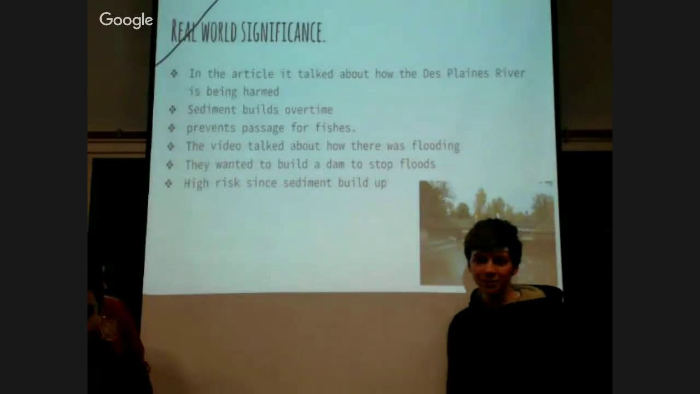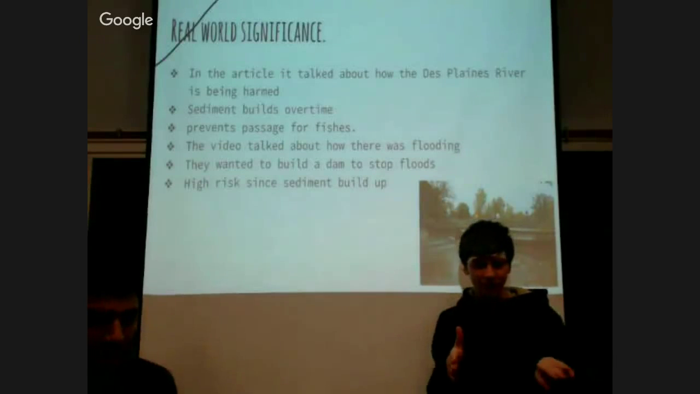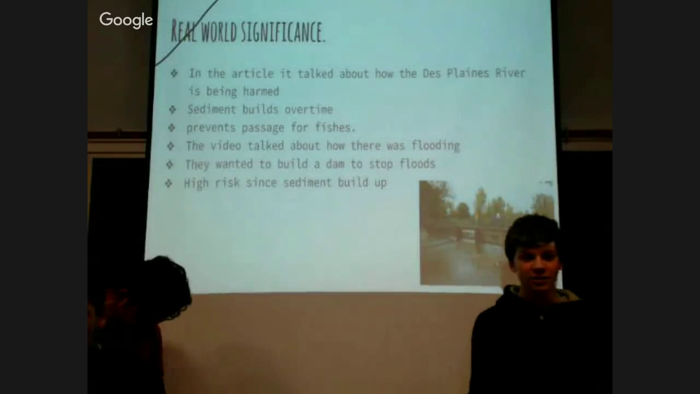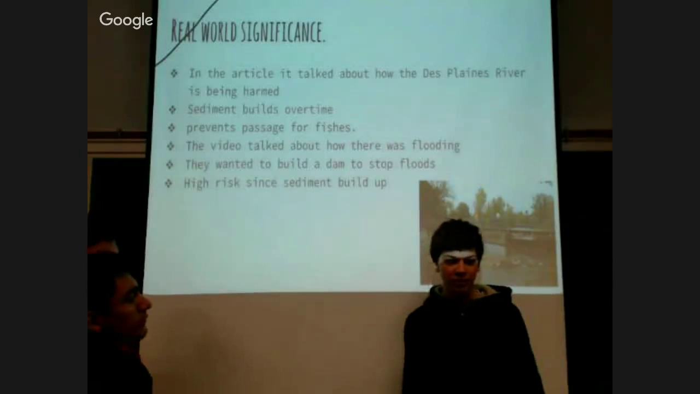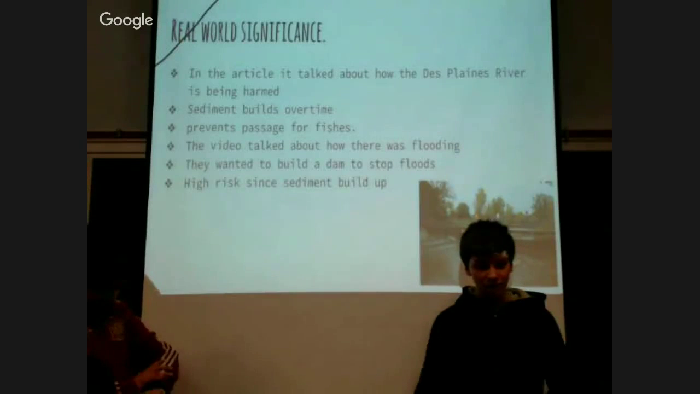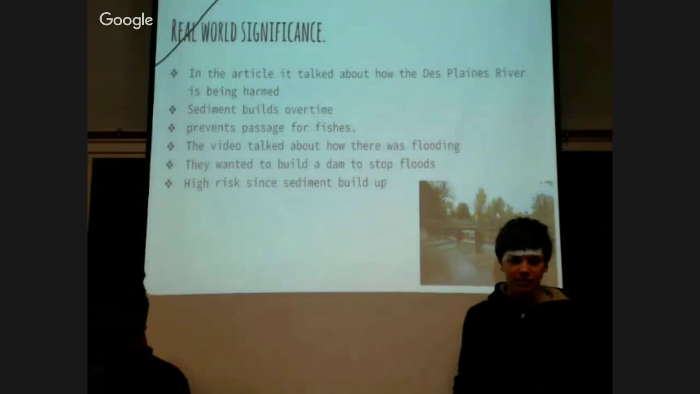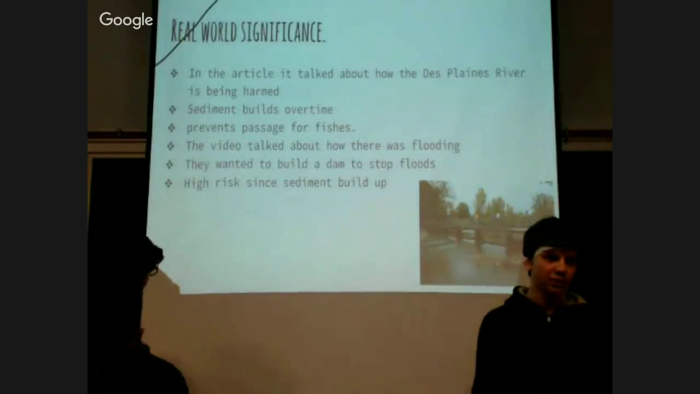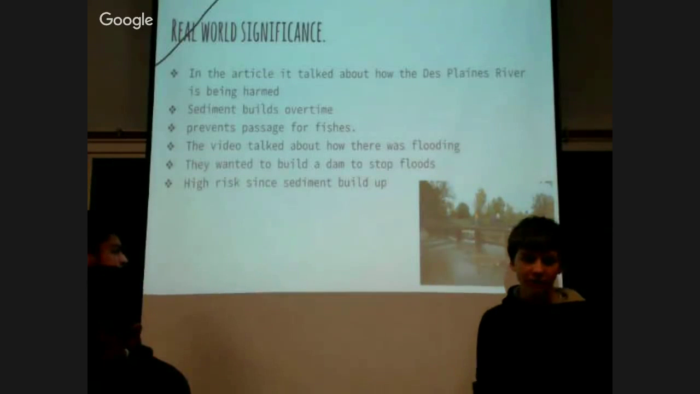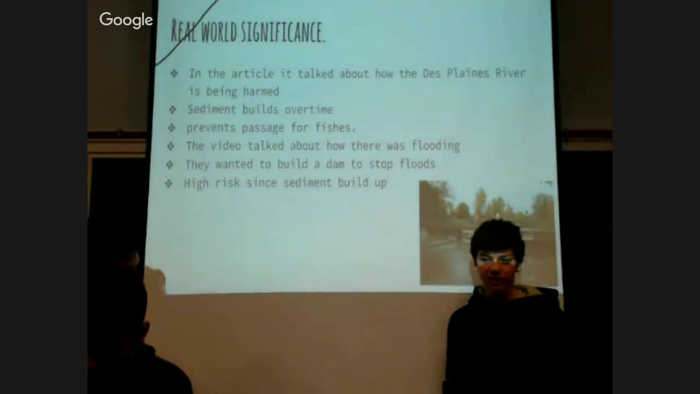The sediment builds up over time before the dam, and here's where the stream comes out. That sediment causes major flooding before the dam, and if that flooding starts happening, they need to open up the dam, and that water causes even more flooding. The sediment just takes up the volume that the water should be taking up. Fish cannot pass the sediment because it's just soil and sand.